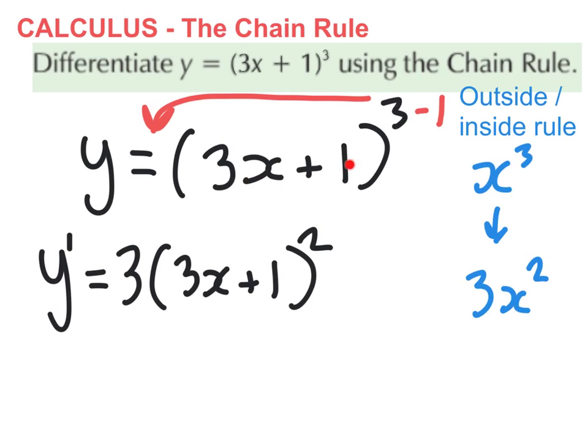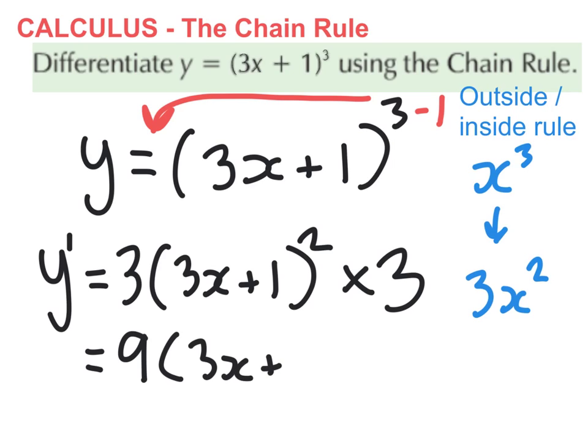So if I differentiate what's inside my bracket, the derivative of 3x is just going to be 3. And the derivative of 1 is zero, because there's no x to differentiate with respect to. So the derivative of what's inside my bracket is literally just going to be 3. I'm going to multiply that by what I already had over here. And the nice thing about these questions is that I don't actually need to multiply all of this out. I can just multiply the number at the front by the number at the back. So 3 multiplied by 3 is 9. And I can just keep (3x plus 1) squared as it is. So the derivative of (3x plus 1) cubed is going to be 9 (3x plus 1) squared.